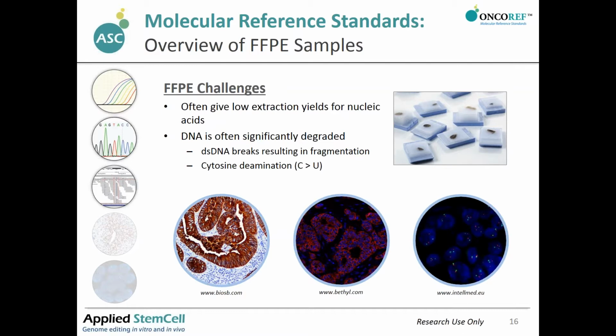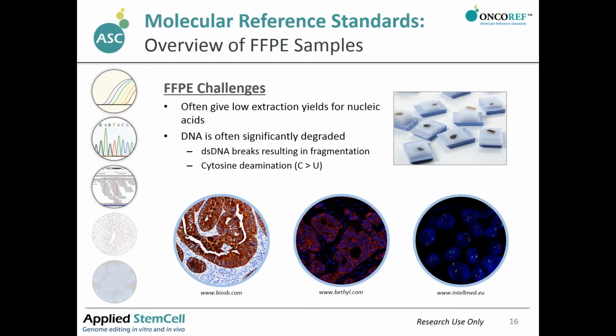In addition, it's well known that cytosine deamination can also result during the fixation process. So this results in the conversion of cytosine to uracil, which then, if you do sequencing, results in the occurrence of a C to T mutation when there wasn't actually that mutation within the original sample. And so if you're looking at and analyzing samples like this, it's really great to have a reference material that mimics the type of changes that you would see within these samples.